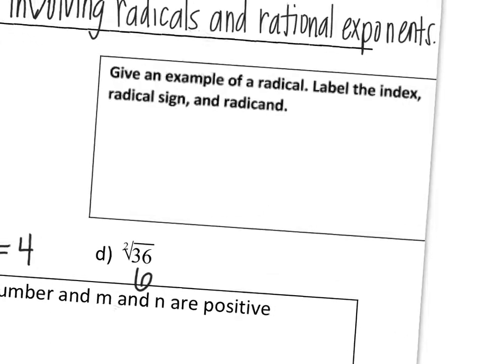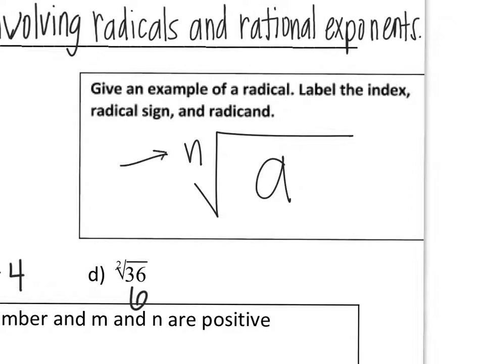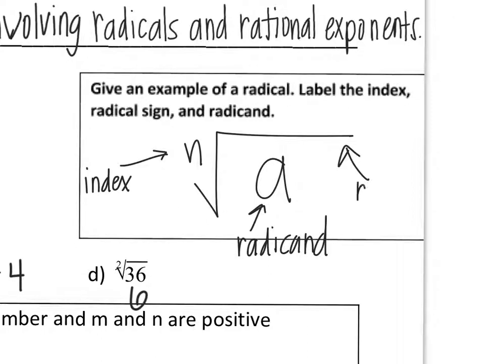Let's pop up here to this box where it asks you to give an example of a radical. That's your example, and label each part. That part is going to be your index. That A is going to be your radicand, and the square root symbol is called a radical because it's not always a square root. Sometimes it is a fourth root, fifth root, or so on, like we've been practicing in example 1.